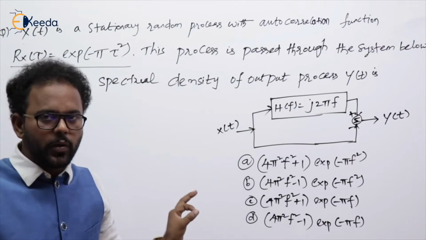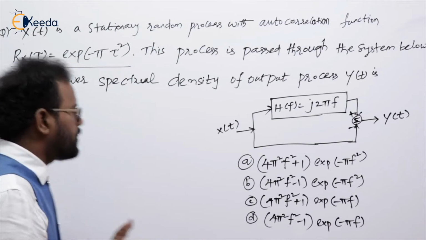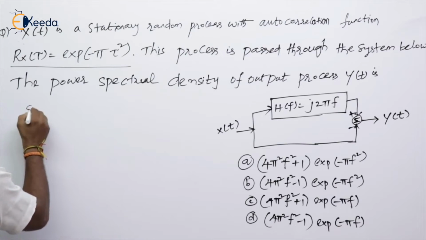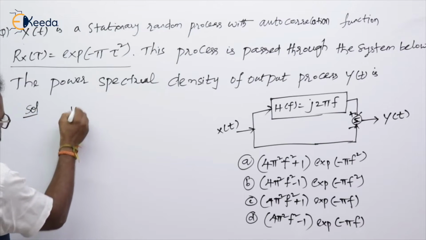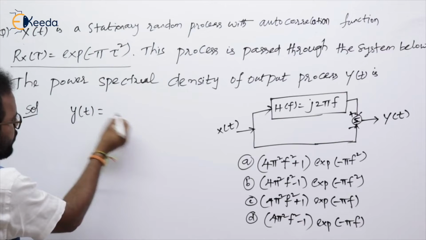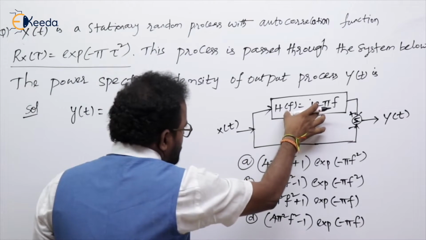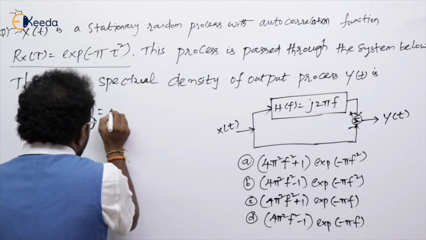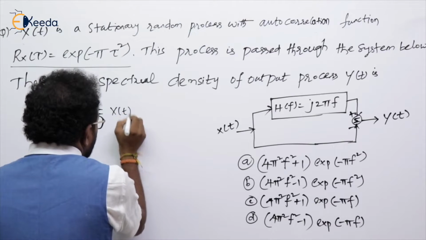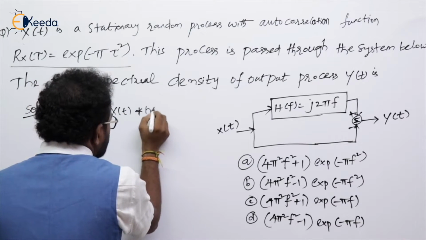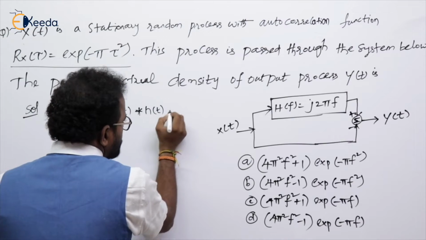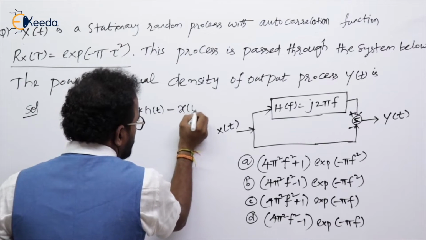So I already told in the previous modules also, first calculate y of t, from there you can calculate that. What is y of t? If you see from the given system, I can say that some system is there here. Output of any system is input convolution with its impulse response. And what is coming from down? X of t is coming.